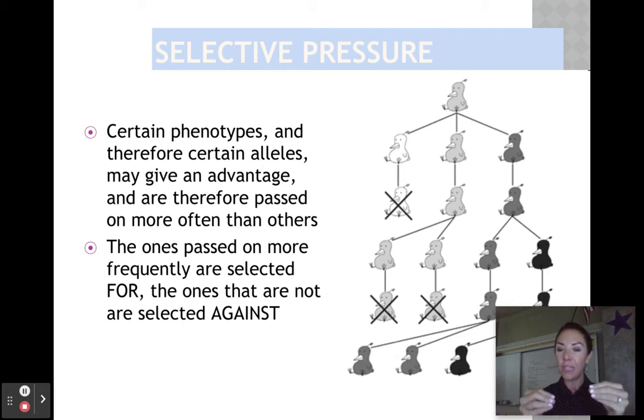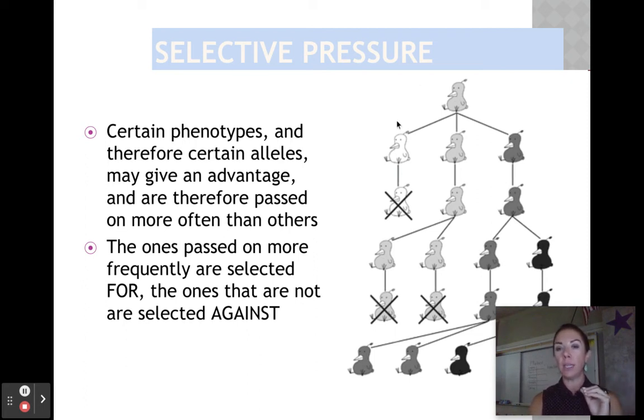Okay, so certain phenotypes, what an animal looks like, and therefore their DNA, have an advantage and are passed on. The ones that are passed on more frequently are selected for, and the ones that are not are acted against. So natural selection can act for a trait and natural selection can act against a trait. In this case, I have this little chickadee that has 3 different colors. If there's no pressure, if those things don't have a favorable phenotype, then nothing changes.